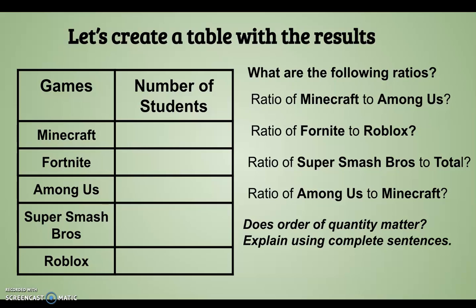Now, with that table, you're going to be creating certain ratios. So what is the ratio of Minecraft to Among Us? The ratio of Fortnite to Roblox? The ratio of Super Smash Bros. to the total? The ratio of Among Us to Minecraft? Now, does order of quantity matter? Explain this using complete sentences. And where can you put this? Well, that would be in Schoology, and I will be providing you with the link of where to complete this to get your full points.